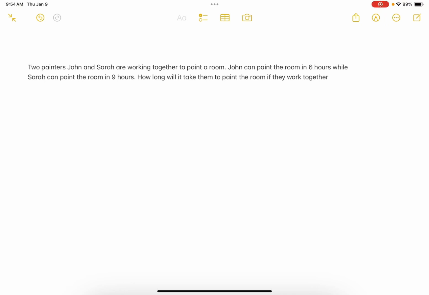Okay, so the first one: two painters, John and Sarah, are working together to paint a room. John can paint the room in 6 hours while Sarah can paint the room in 9 hours. How long will it take them to paint the room if they work together? So the first thing we got to do is, John can paint the room in 6 hours. So we know in 1 hour, we want to break it down. We want to fully break this down.